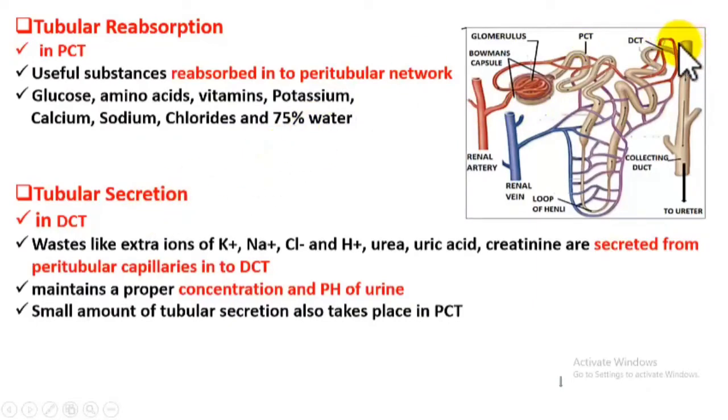Now, what substances are secreted into the tube? Can you guess? Yes, those substances which are to be expelled out of the body are to be secreted. And what are they? They are waste materials like extra ions of potassium, sodium, chloride, hydrogen ions, urea, uric acid, creatinine, etc. These are all toxic when they are present in large amounts. So they are to be excreted out, and they are secreted from blood into the DCT, and this process is what is called tubular secretion.